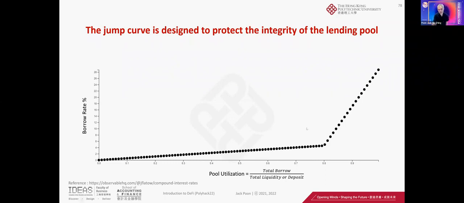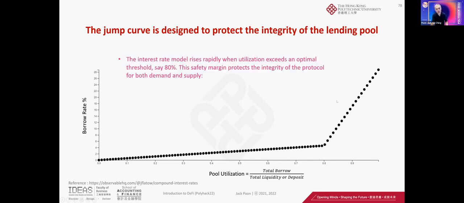Now, the question is, why is this kink in here? It's called the jump curve, right? The reason there is this jump curve is to strongly encourage people to take action, because the interest rate is now suddenly moving very rapidly, either up or down. And essentially this 80% that is set as a threshold is a way of helping the system maintain its stability, hopefully staying below the 80%.